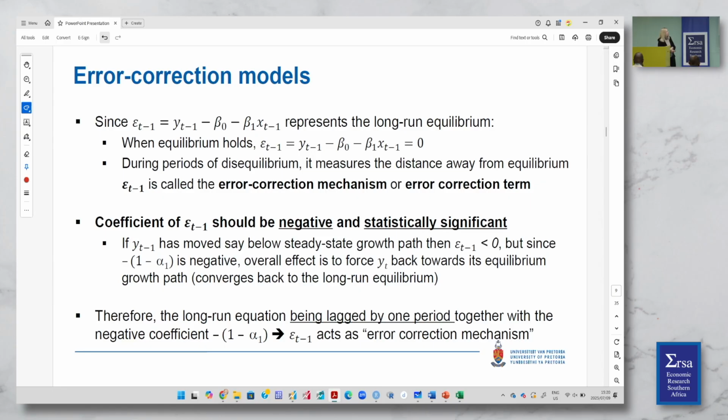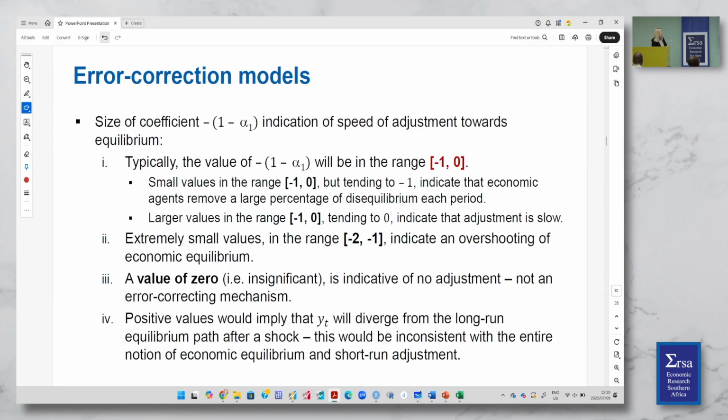So that helps then, so that the error term can act as a lagged error term, an error correction mechanism. Typically, we want that value to be between -1 and 0. Why? If it's exactly -1 and the disequilibrium is 5, it will bring us back within one period if the coefficient is 1. If it's smaller than 1, it will take longer.